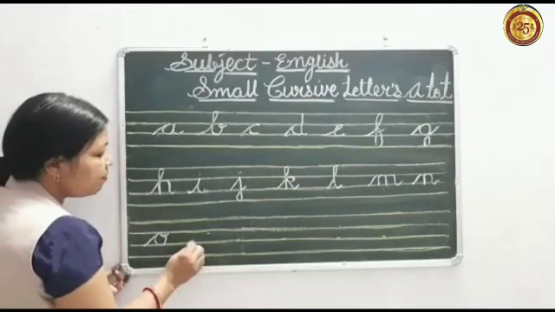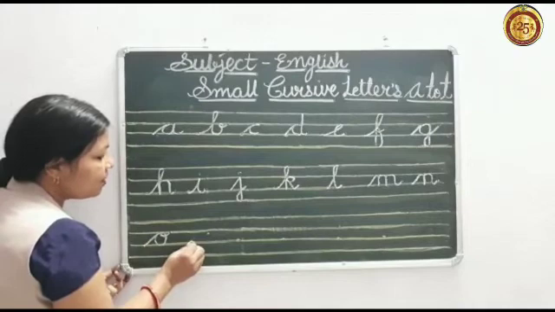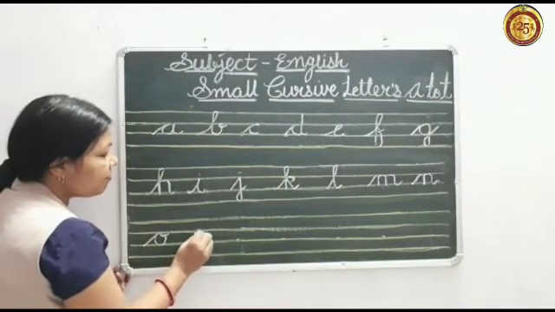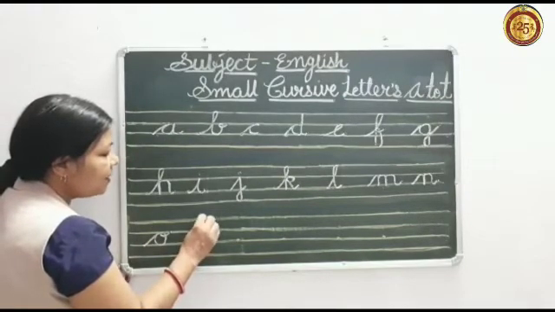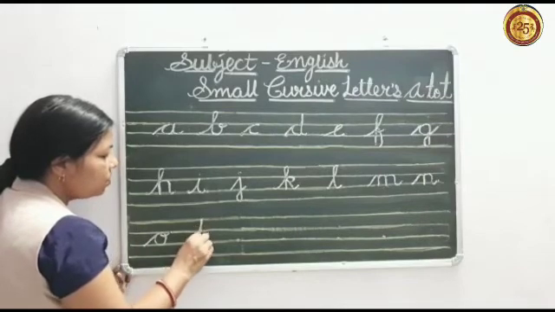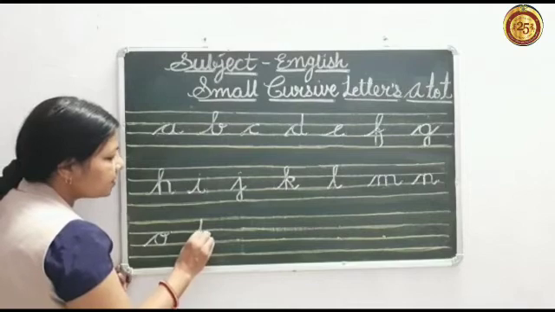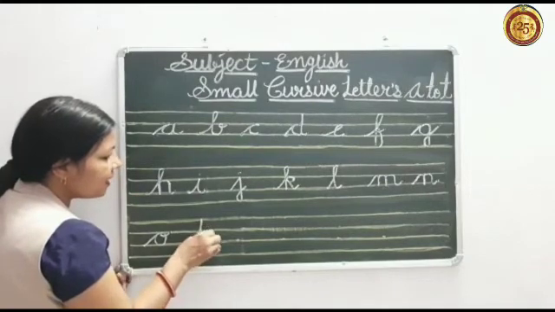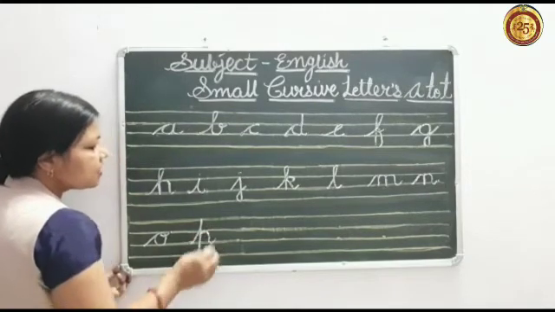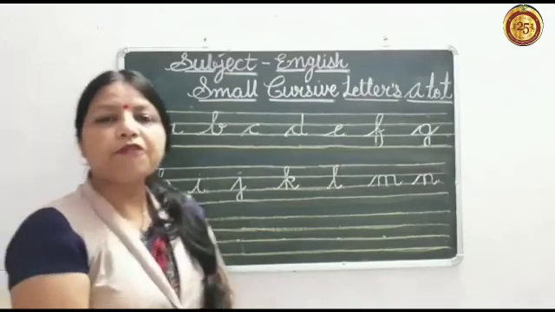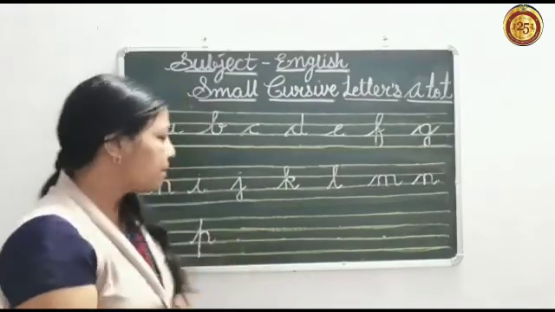We will write here P. Put your pencil here on second blue line. Take it upward. Touch the red line. Come down. Touch the red line again. Go with same line. Touch the first blue line and turn it like this. This is small cursive letter P. P for pig. P for pan.